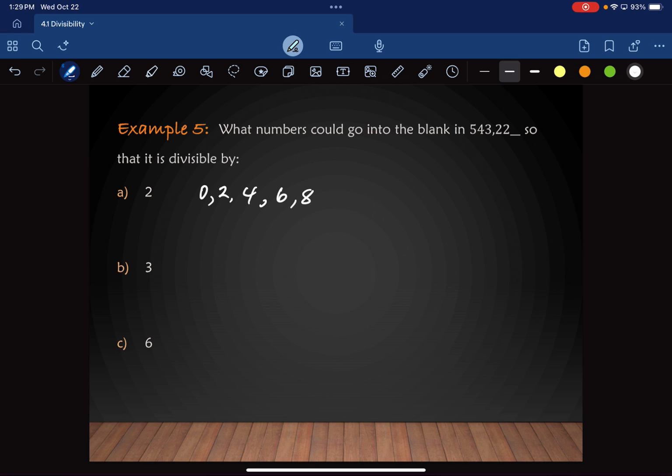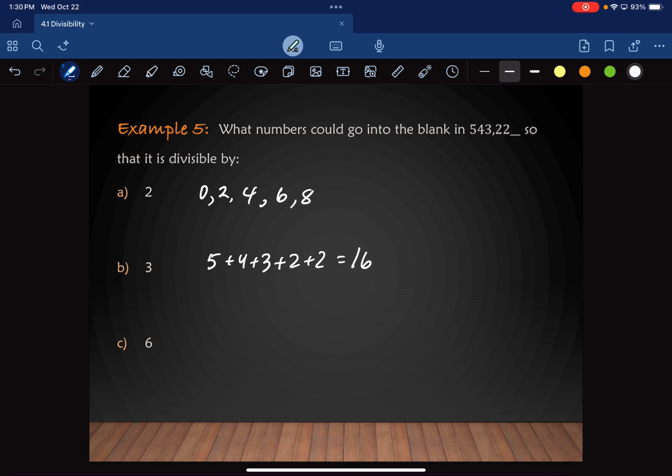What do I have to do to figure out what this would be for 3's? I need to add all the numbers up. I know I heard somebody saying it. Madison, Tessa said it? Okay. Add all the numbers up. So let's add them together. We've got 5 plus 4 plus 3 plus 2 plus 2. What am I at so far? 16? Okay, does 16 divide by 3?